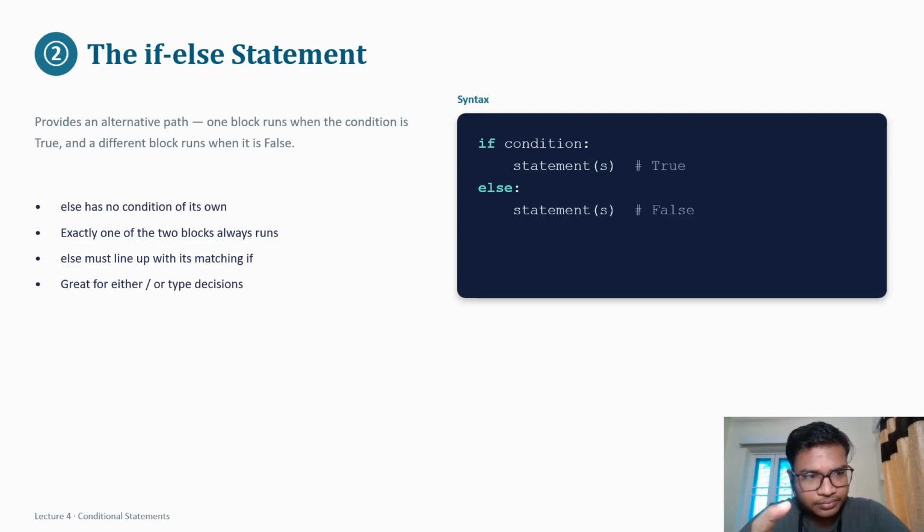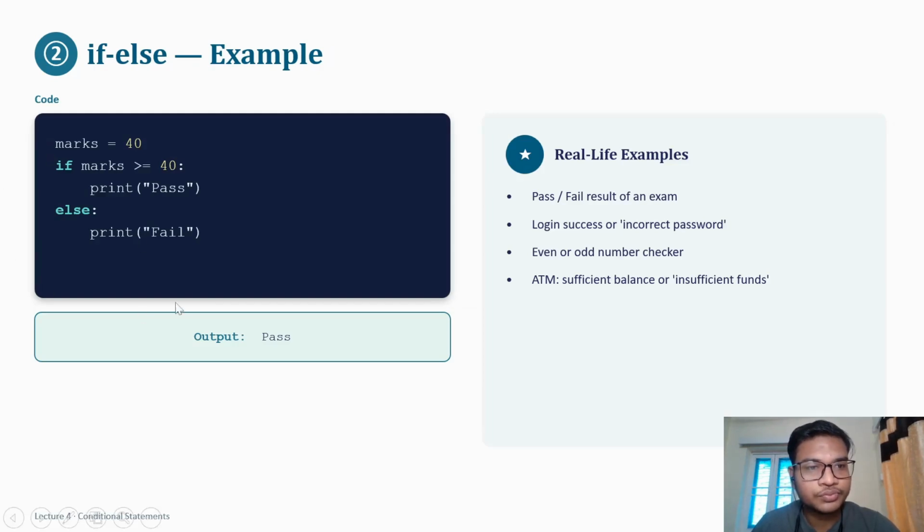Okay, and great for either-or type decisions. This is the most core thing, and this is the syntax. Syntax means there is an if, and there is a condition ending with a colon, and after indentation there is a statement for true. There is an else with no condition, and after else there is a statement for false. Okay, so this is the code, and let's do this code practically.